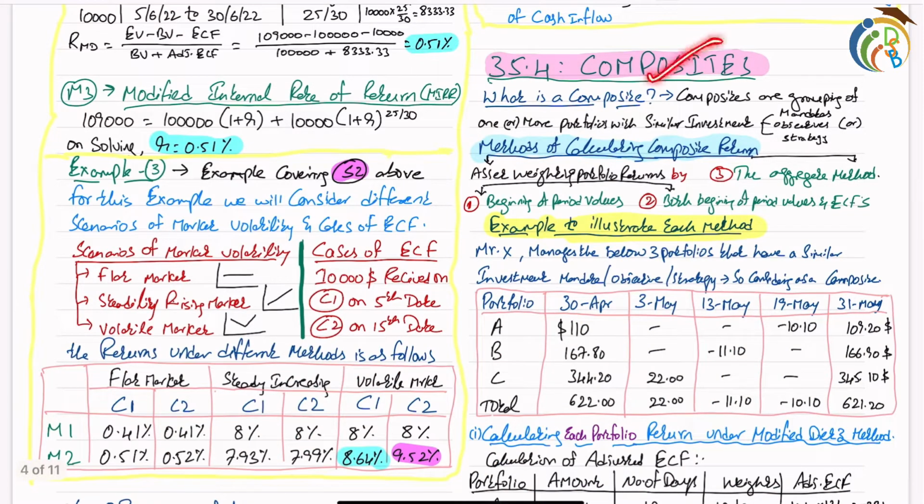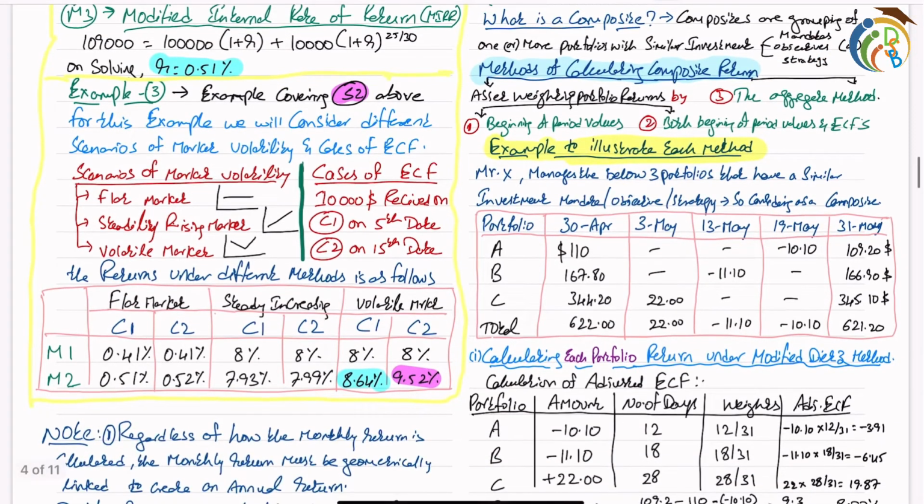And then the composites, which we have discussed before. A composite is a group of portfolios that have a similar investment mandate, similar investment objectives, similar investment strategy. So we'll be clubbing them together. And then how we compute.